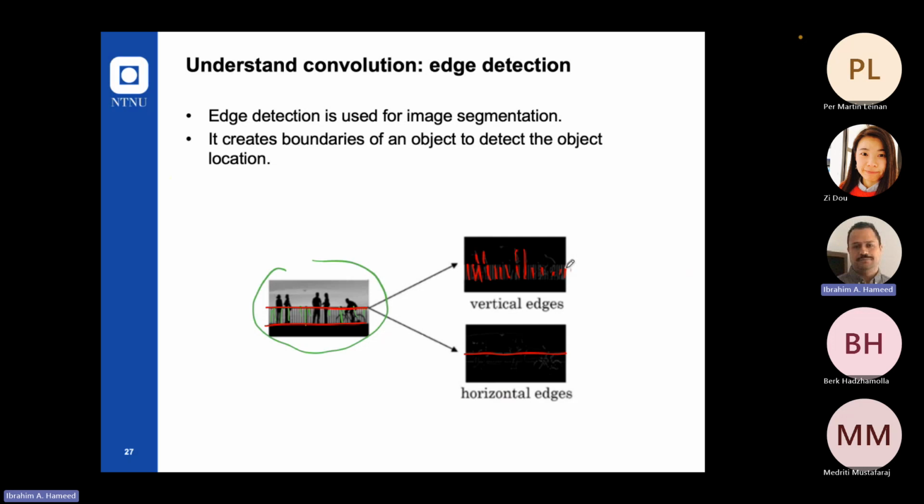So the idea here is that you have a filter and you apply this filter to the image, and the output will be this feature map, right? Maybe it's vertical edges or horizontal edges. Maybe those vertical edges will be one feature, and this one will be another feature.